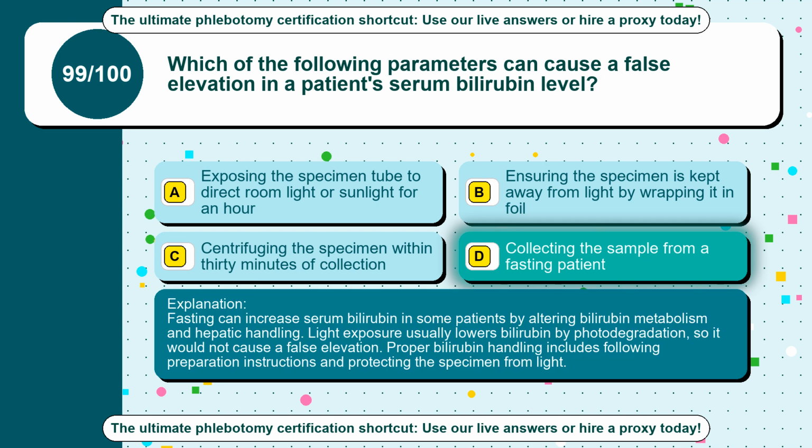Fasting can increase serum bilirubin in some patients by altering bilirubin metabolism and hepatic handling. Light exposure usually lowers bilirubin by photodegradation, so it would not cause a false elevation. Proper bilirubin handling includes following preparation instructions and protecting the specimen from light.